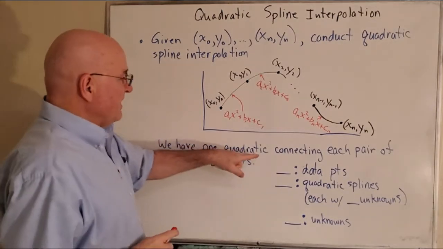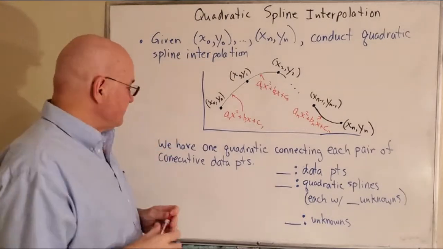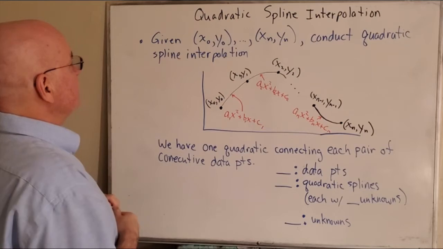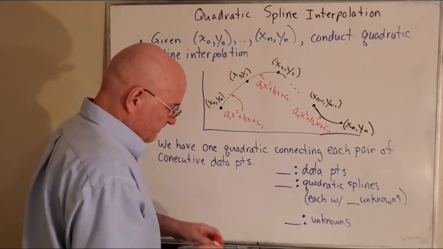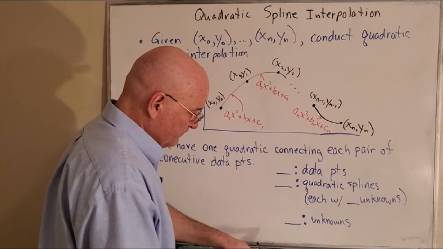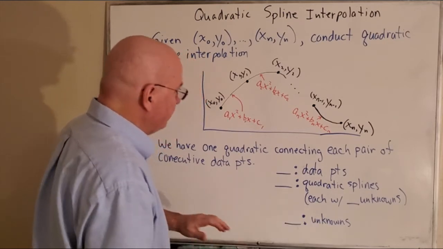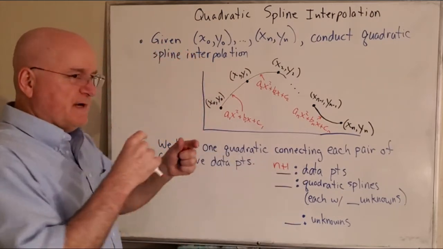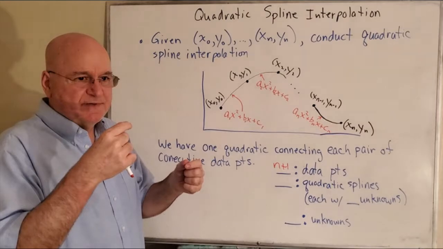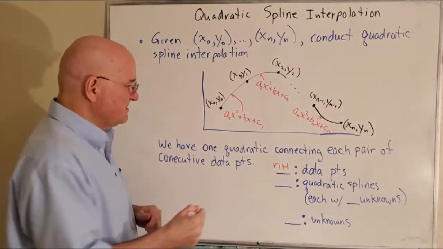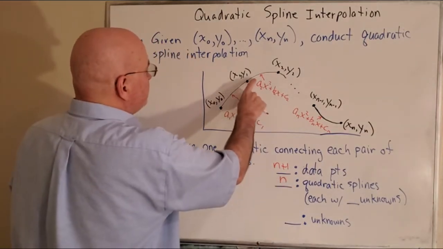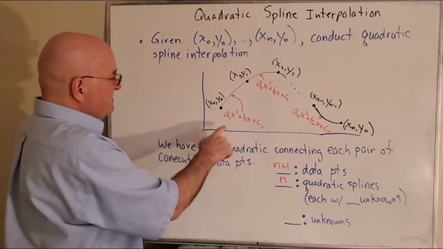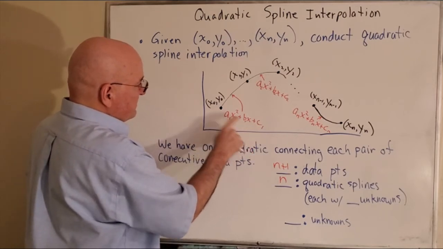Okay, so we have one quadratic connecting each pair of consecutive data points. And how many data points do we have? We've got n plus 1, right? n plus 1 data points. We know that. So how many quadratic splines does that mean? Just the same number as in the degree 1 spline, the number of line segments is n. It would be 1, 2, all the way up to n for the quadratic splines. How many unknowns does each one have? a1, b1, c1. 3.